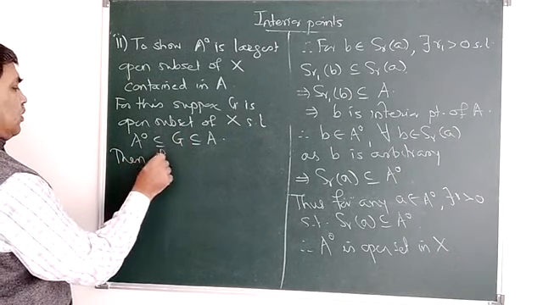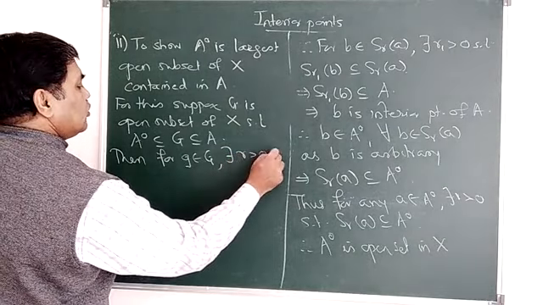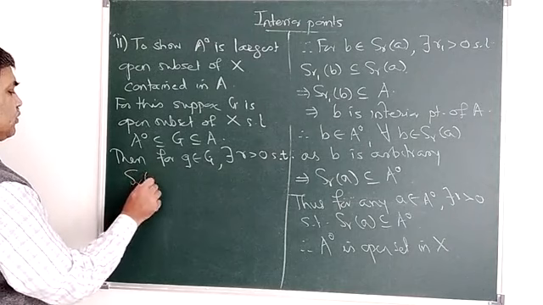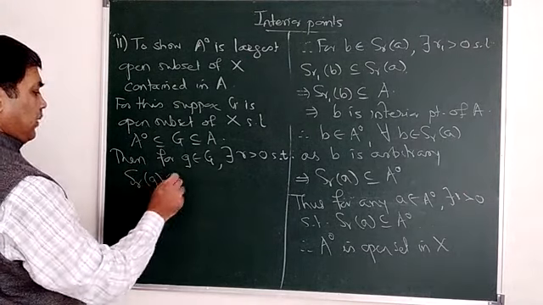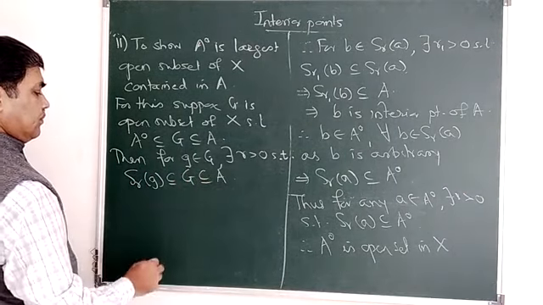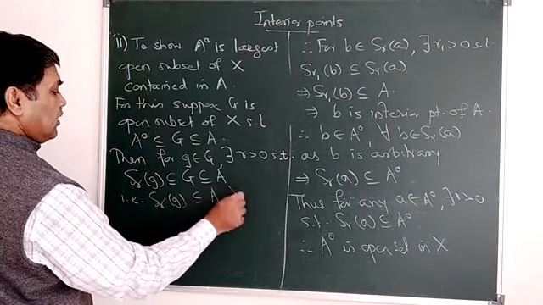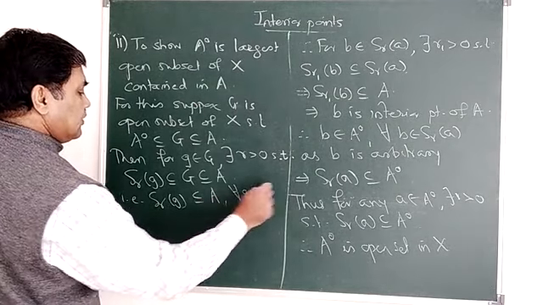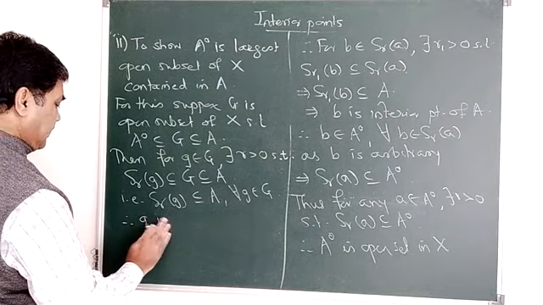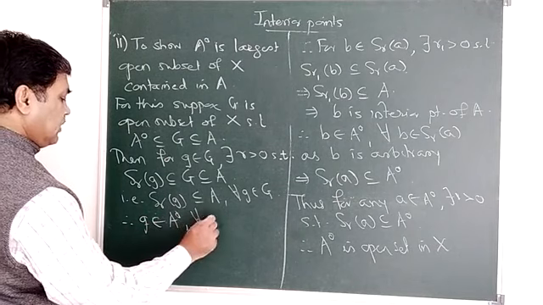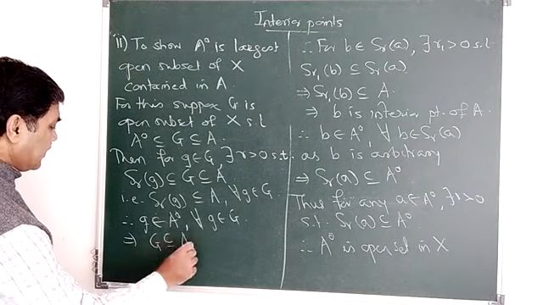Then for g belongs to G, there exists r greater than 0 such that the open sphere about g is contained in G, as G is open, and G is contained in A. That is, S_r(g) is contained in A for every g belongs to G. And therefore g is an interior point of A, or g belongs to A interior for every g belongs to G. This implies G is a subset of A interior.